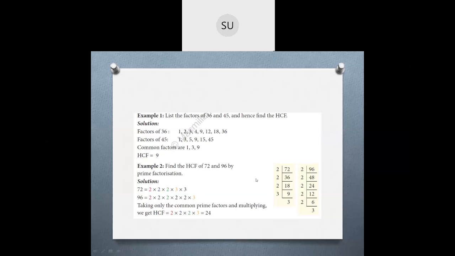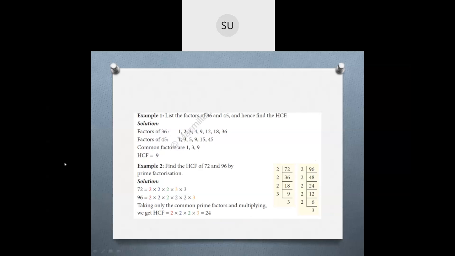So how will you do it by the prime factorization method? First you'll find the prime factors for 72, then the prime factors for 96. Then we'll take only the common prime factors. In LCM, we take the common prime factors and also the factors which are not common, and multiply them to get the LCM. But for HCF, we will take only the prime factors which are common.